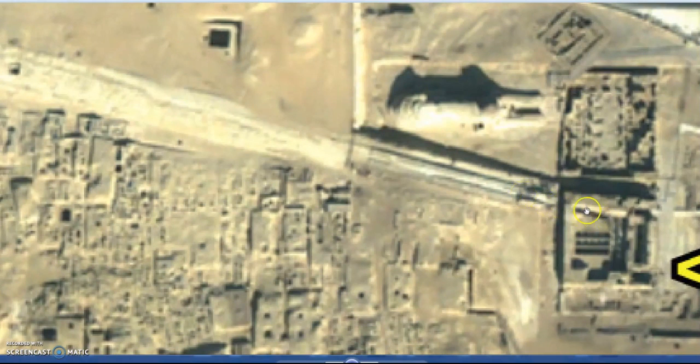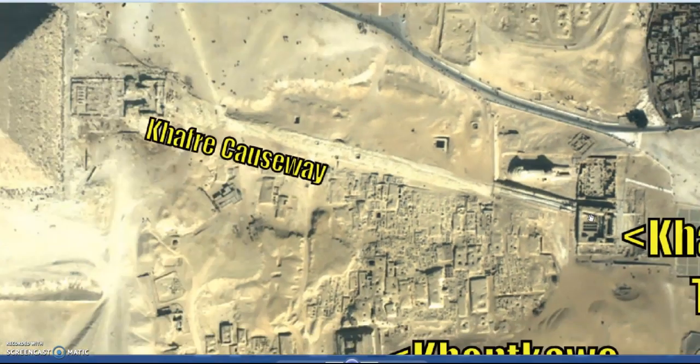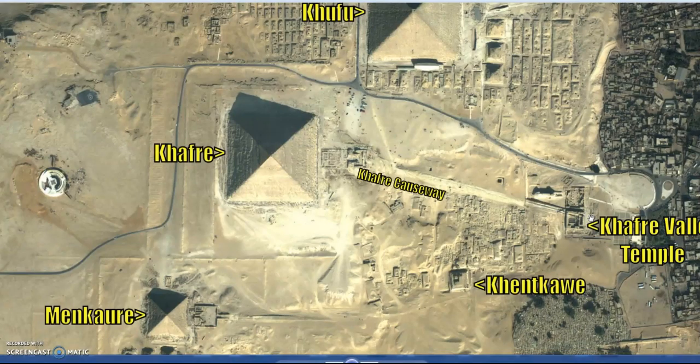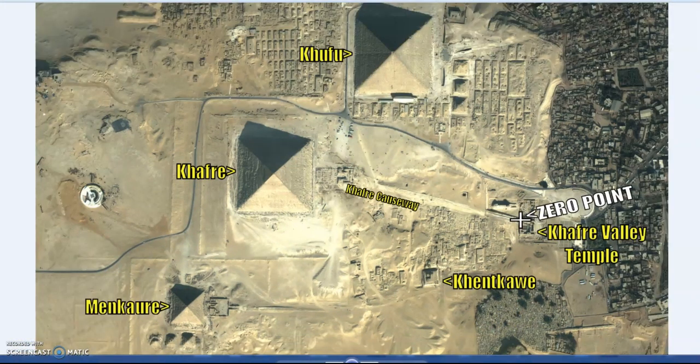We see that the causeway actually begins, the alignment begins in the Khafre Valley Temple itself. There are some features, we'll be going into that more in future episodes, but there are many other features in this, so again, we're just going to do an introduction. So we begin with the 0 point, and this has to be the 0 point, and I'll explain.